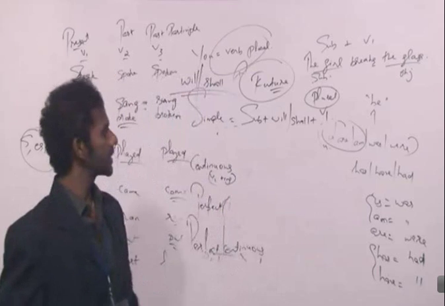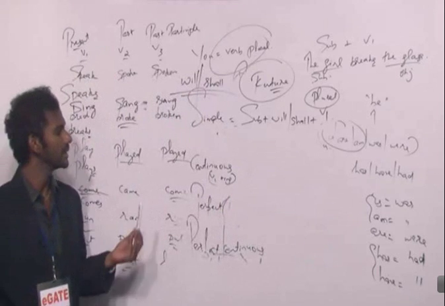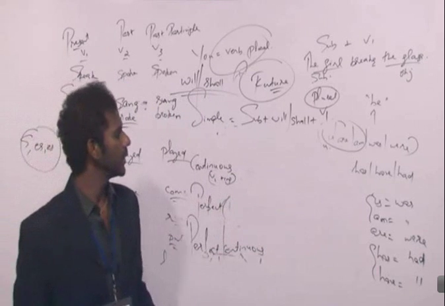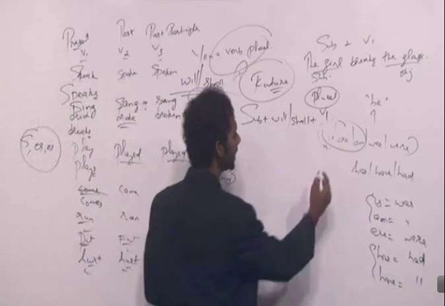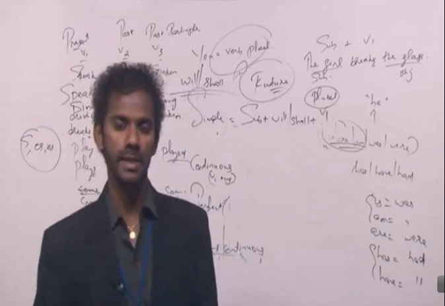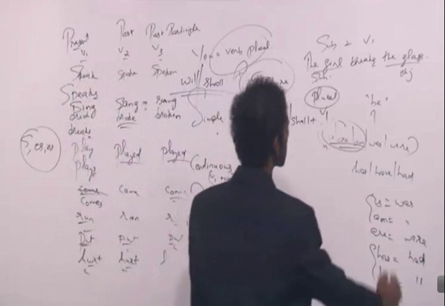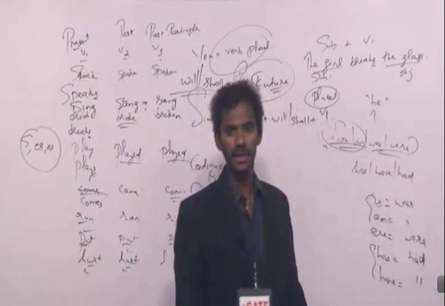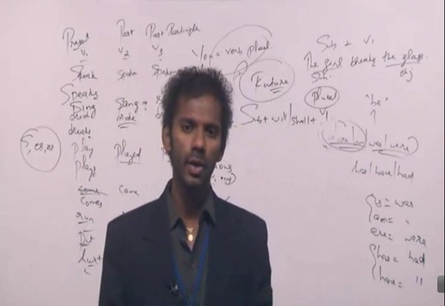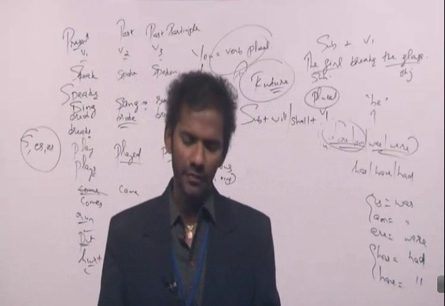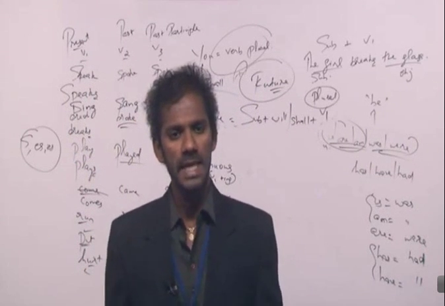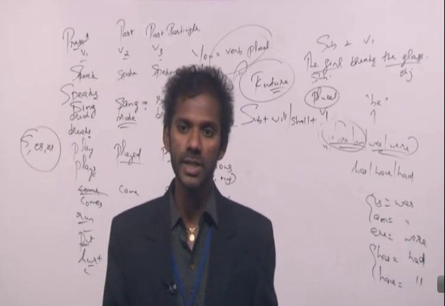Fine. Come to the second category, future continuous. Now, present continuous means we think of is or am. Is or am come in present continuous. Past continuous means we think of was or were, right? Was or were comes in past continuous. Future continuous means you think of which auxiliary verb? Which auxiliary verb should appear in future continuous?